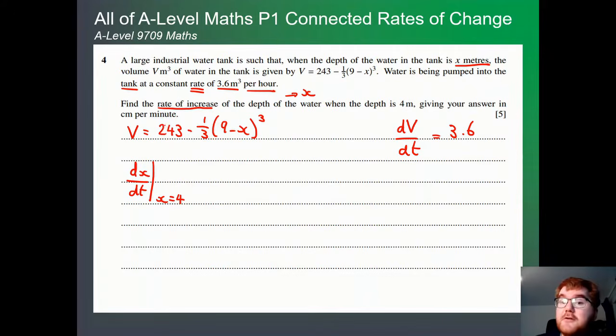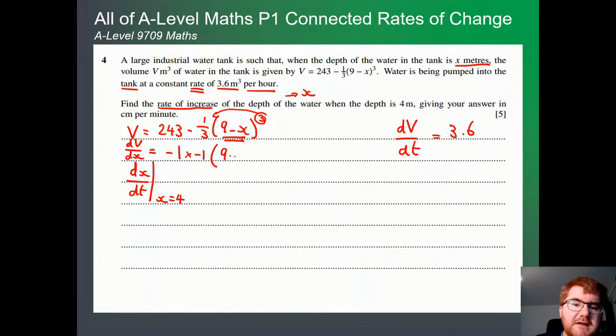First of all, we take the function that we have and differentiate it, so we work out dV by dx. Now 243 looks scary, but if we differentiate a constant, it goes to 0. So we're just focusing on the rest here. So we take the 3, bring it to the front. That gives us then minus 1. We have the derivative of the bracket. Be careful with that. So that's also a minus 1.